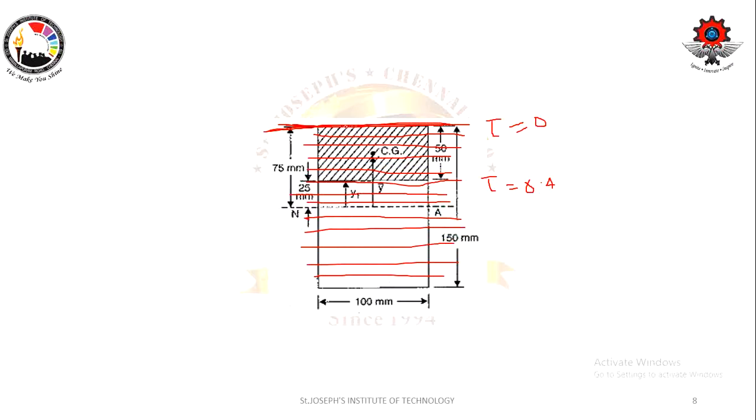Whether it can be a rectangular section, a circular section, or a triangular section, shear stress at the extreme layer is always 0. You take on either side of the neutral axis, even at the bottom layer, the shear stress is going to be 0, right?